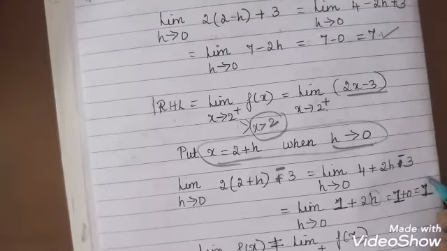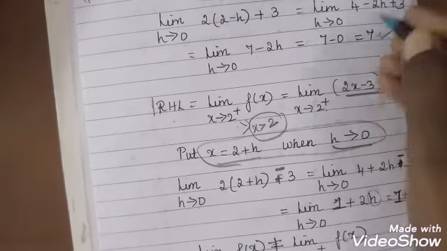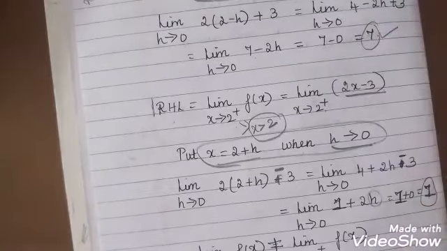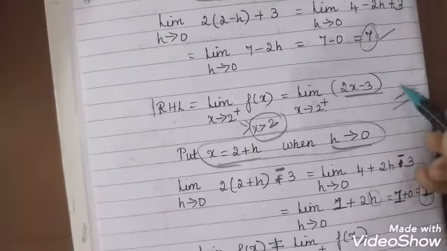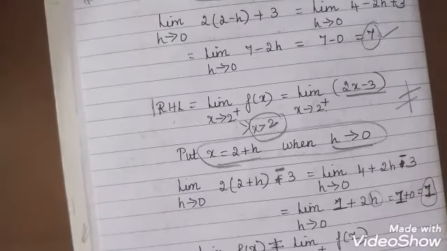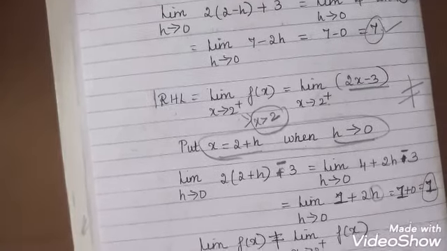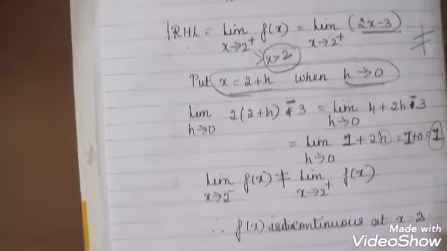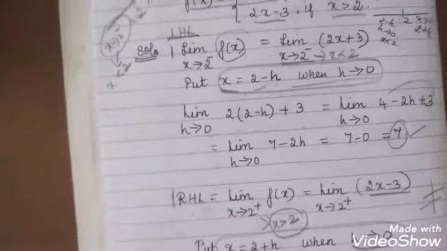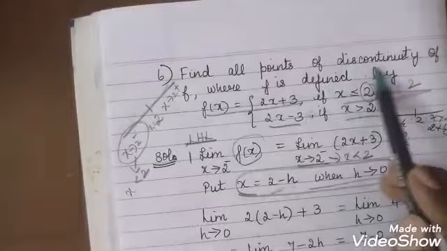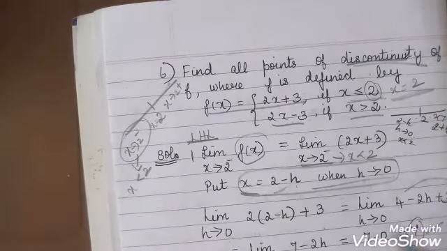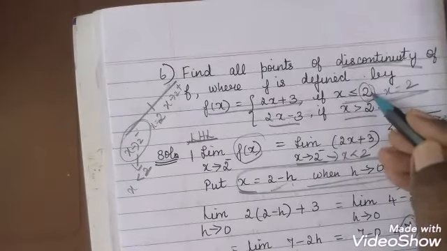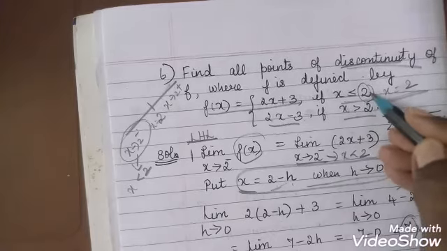So are they equal now? Here you have 1 and here you have got 7. So both are not equal in this case. If they are not equal, what do I say here? The function is said to be discontinuous at x is equal to 2. Now if you read the question itself, you will know. Find all the points of discontinuity only was asked. So it is discontinuous at x is equal to 2.